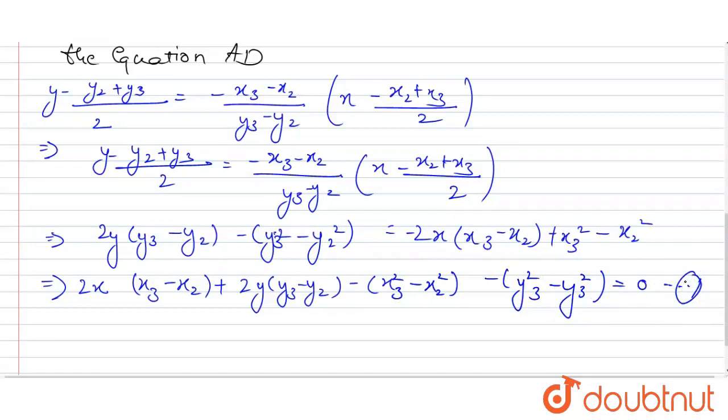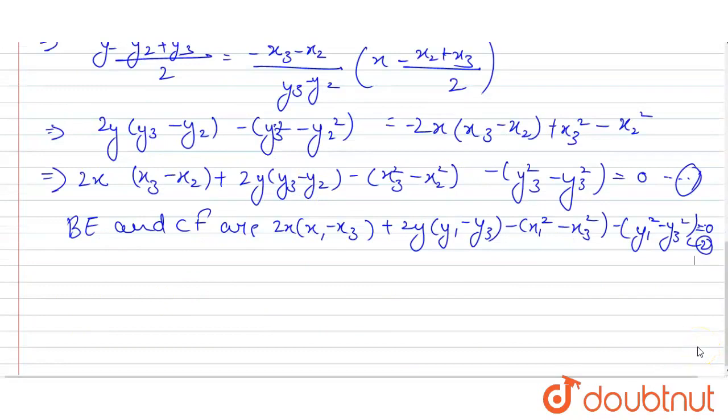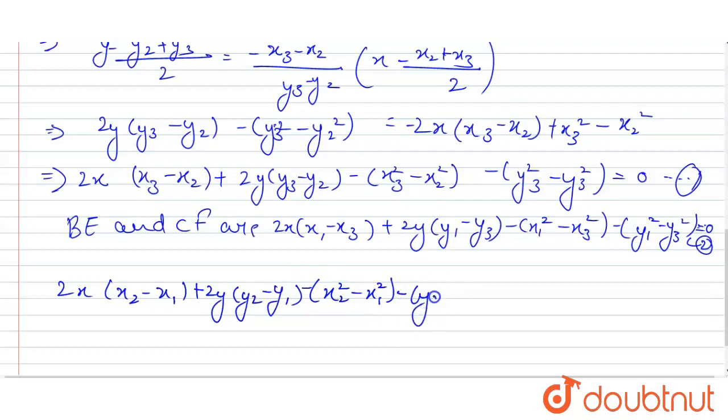Similarly, the respective equations of BE and CF are 2x(x1 minus x3) plus 2y(y1 minus y3) minus (x1 square minus x3 square) minus (y1 square minus y3 square) is equal to 0, and this is our second equation. So now here we have the third equation also. This is our third equation.